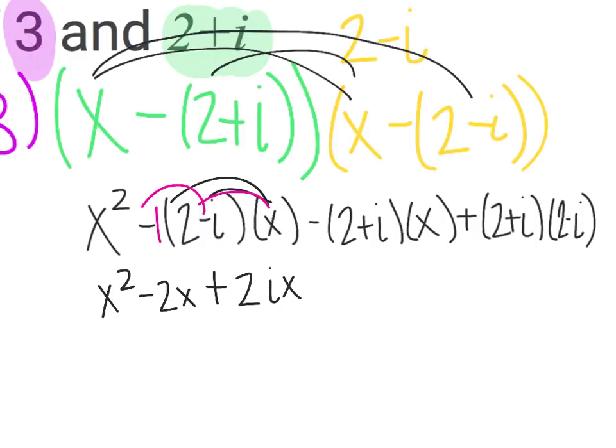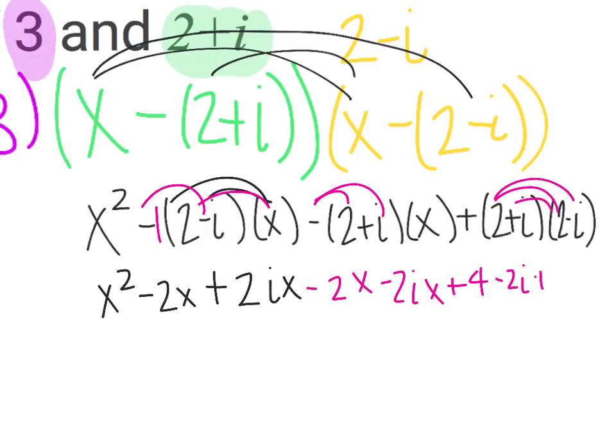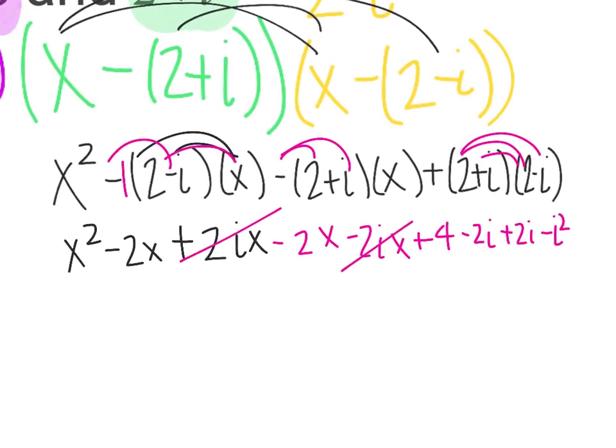So then this becomes negative 2x and then negative 2ix, which the beautiful thing is some of this stuff is going to start canceling in a second. And then I FOIL over here. 2 times 2 would be 4 - 2i + 2i - i^2. Okay, my 2ix's are going to cancel. That's what I want. I can combine my negative 2x's together. So I'm still going to have x^2.